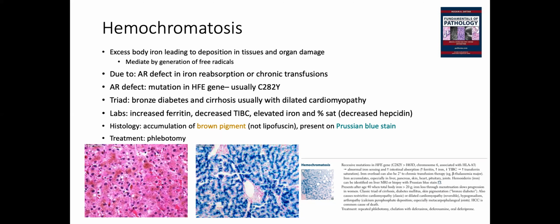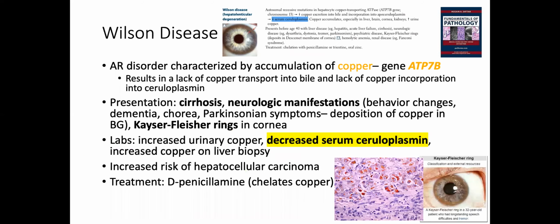So they're going to have a ton of iron. Just know that in their labs. There's accumulation of that brown pigment. In a liver biopsy, you're going to see a lot of brown pigment anyways, and that's lipofuscin, but this is not lipofuscin. This is iron deposition. And how we know the difference between the two is it's going to still be positive on Prussian blue stain. So we see that super dark look in that middle picture. And the treatment is going to be phlebotomy.